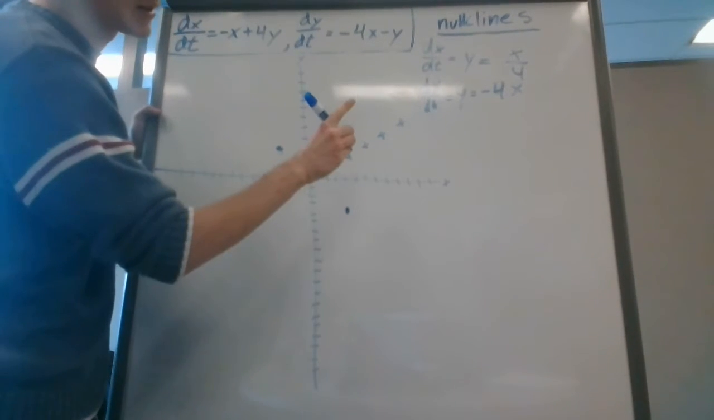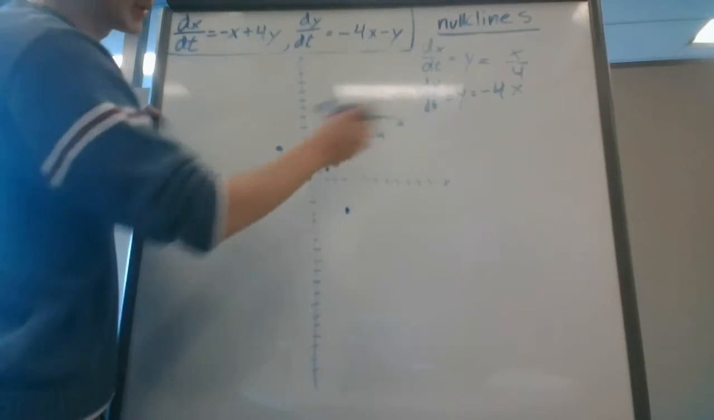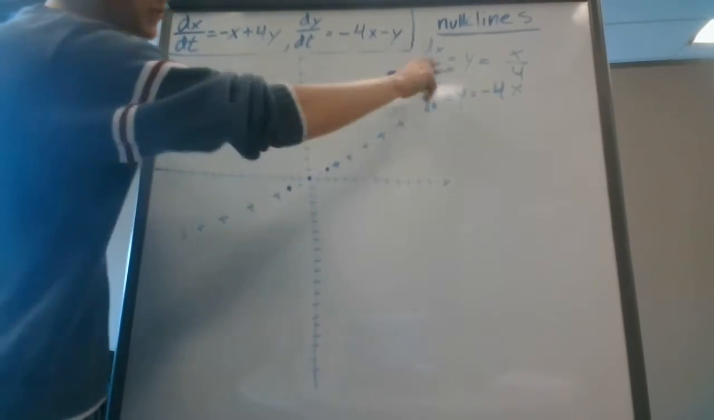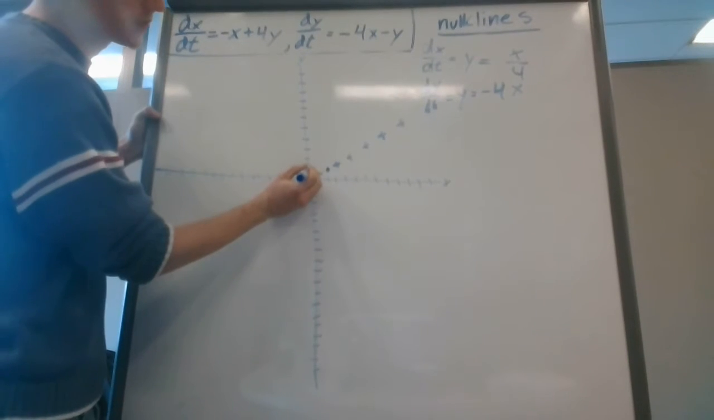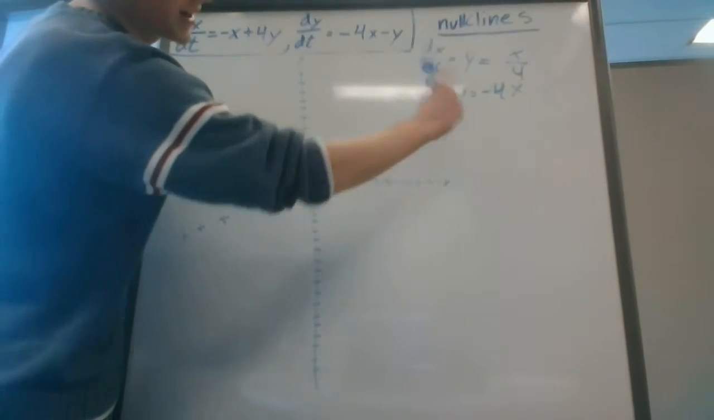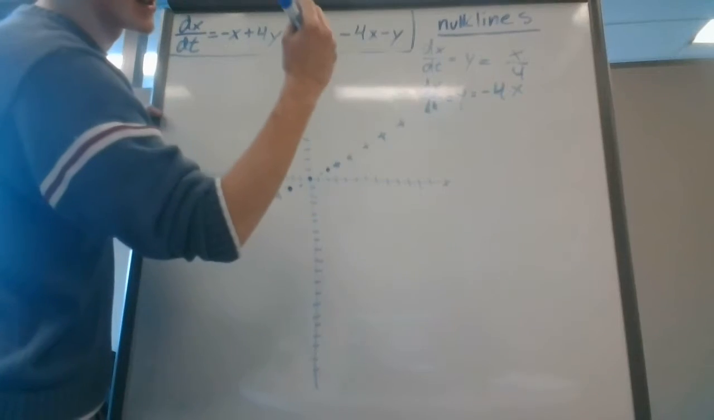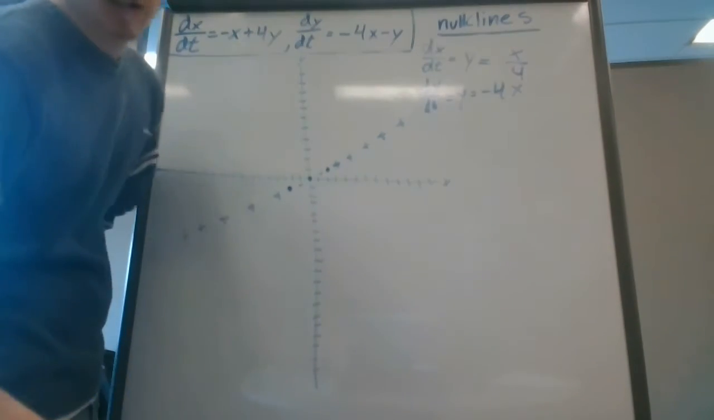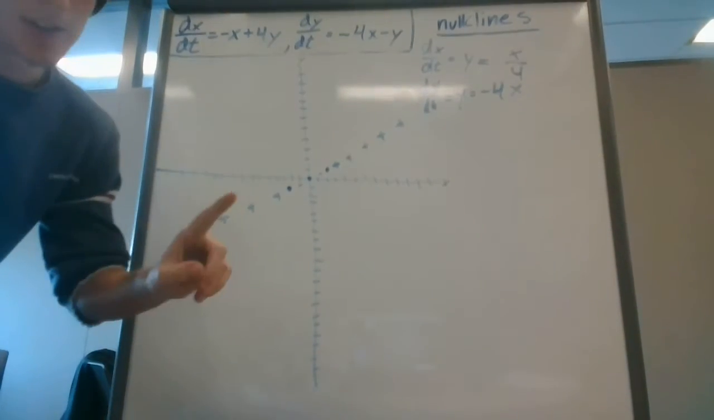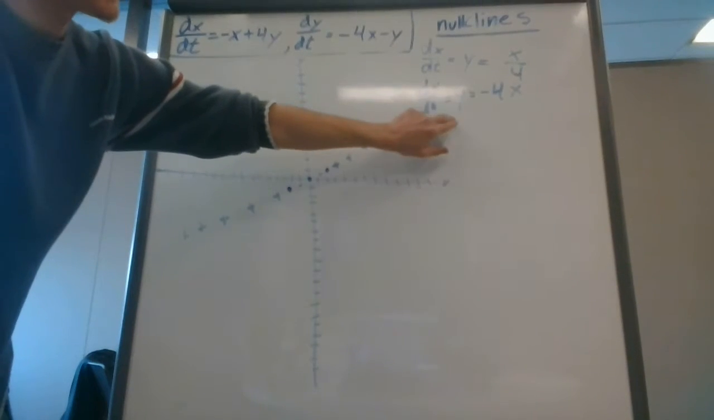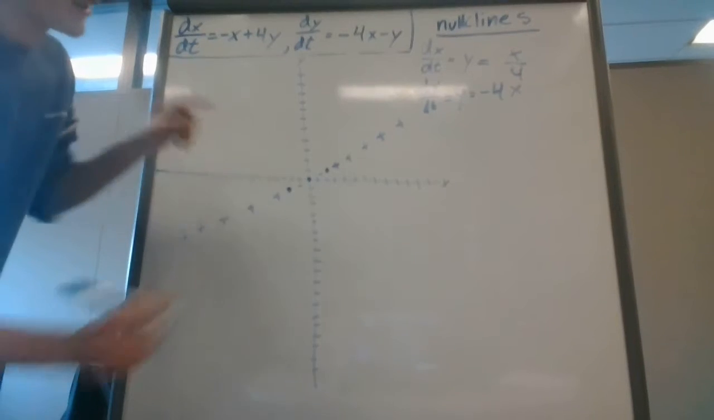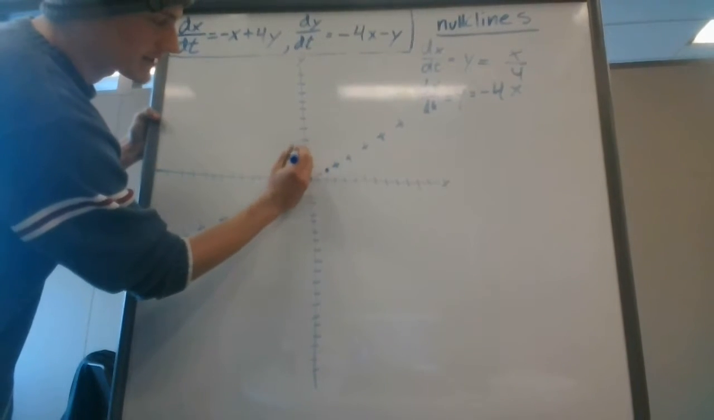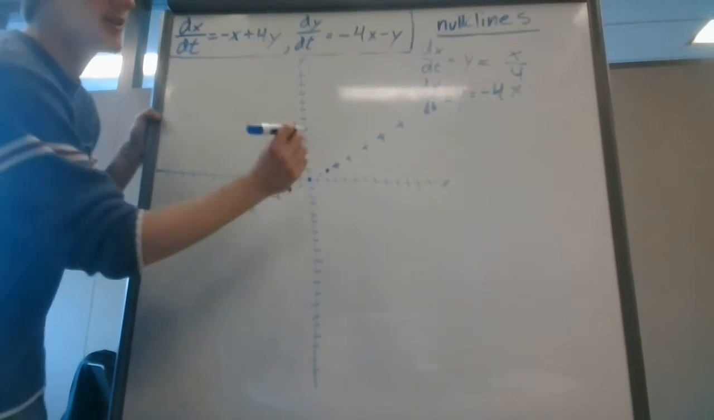Or when y is 1, x is, let me reiterate this. When y equals 1, x equals 4. So y is 1, or no, when y is... oh god. One more time, let me try this. Okay, when y is 4, x is negative 1. So y is 4, x is negative 1. So right about here. Sorry about that.